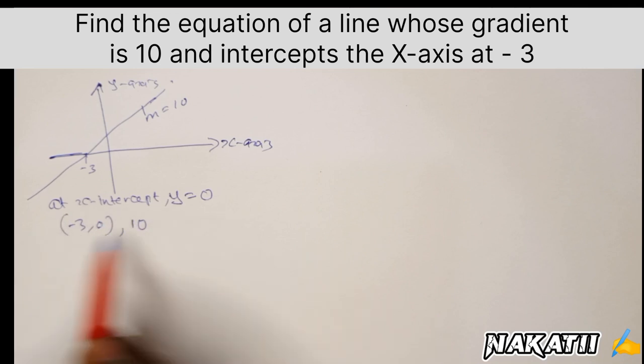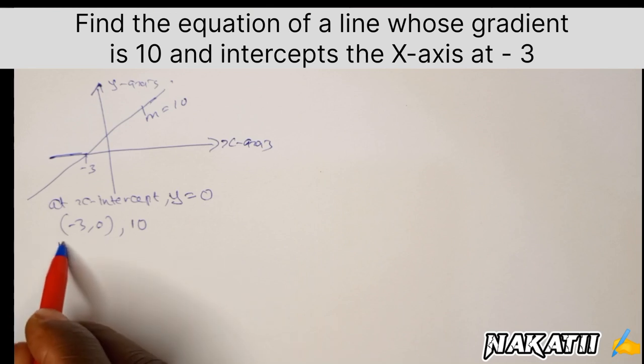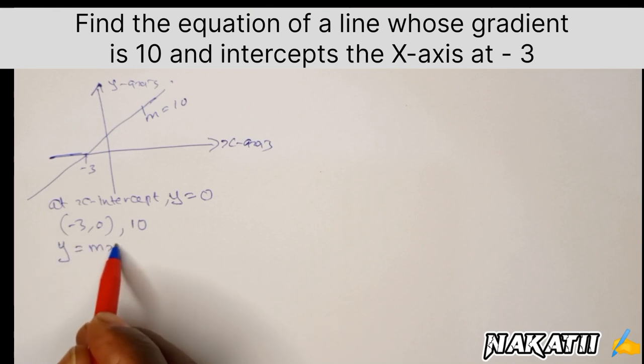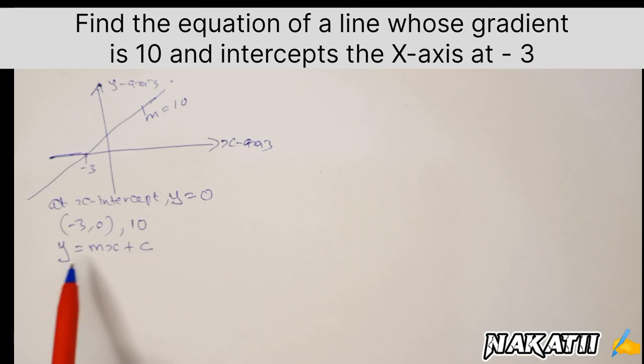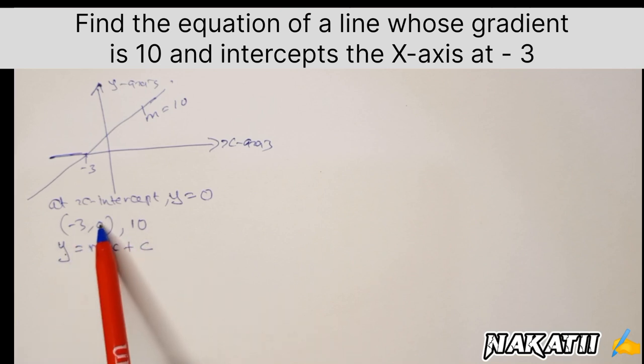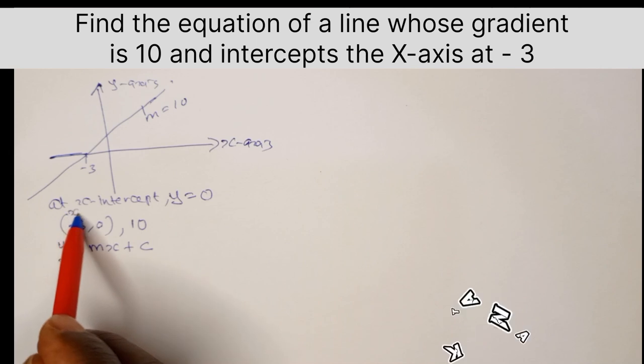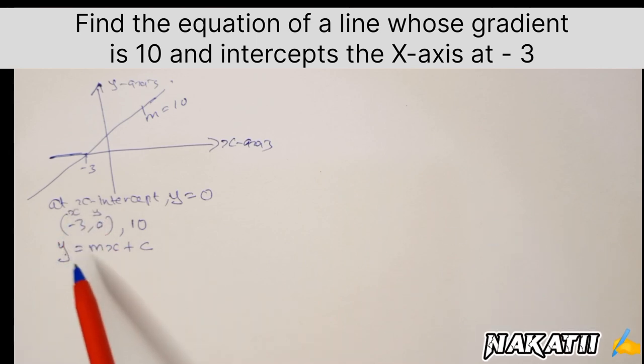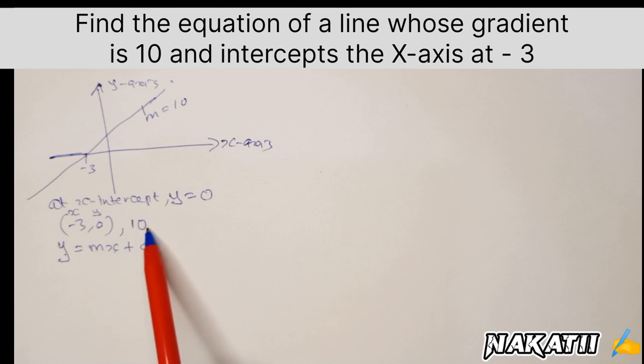When you have this, we can use the general equation of a straight line, which is y is equal to mx plus c. Where there is y, we put 0, because this is the x coordinate and this is the y coordinate. Where there is x, we put -3. Where there is m, we have the gradient, which is 10. So we just need to find what c is.